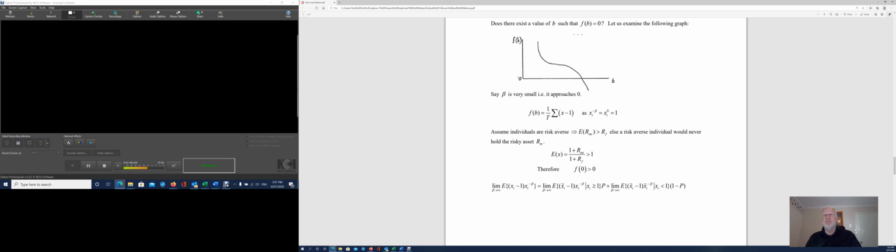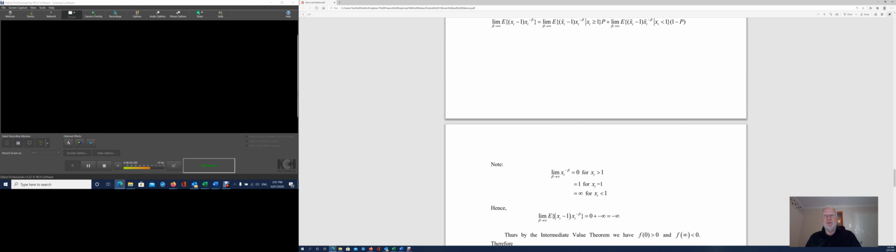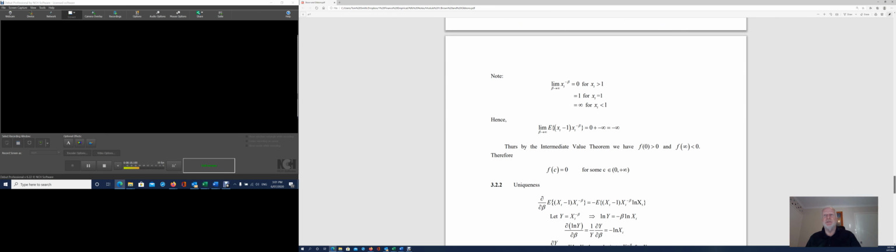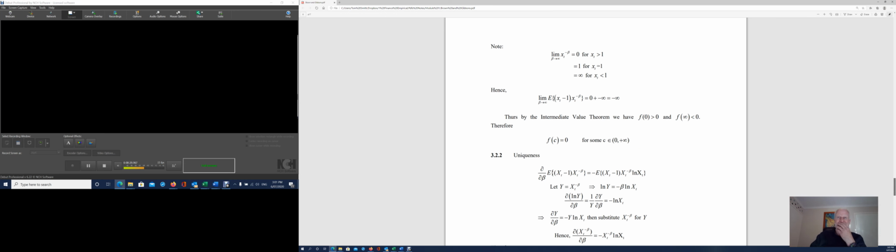What about as b gets really big? It's going to depend on the sign of this. We take the limit and break it up into 2 cases: x greater than or equal to 1, and x less than 1. For x greater than 1, the limit is 0. It equals 1 for x equal to 1, and it equals infinity for x less than 1, so hence this is minus infinity. So by the intermediate value theorem, f of 0 is greater than 0 and f of infinity is less than 0, so it must cross at some point.